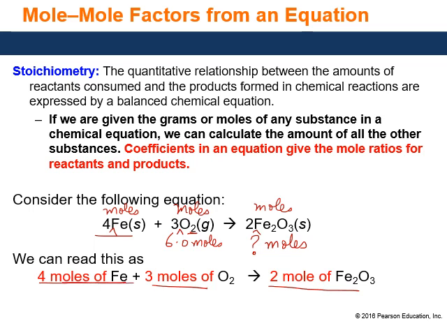So if you want to relate iron to oxygen, you can do that. Iron to iron oxide, we can do that. Oxygen to iron oxide, we can do that. Okay? So if my question was, I have 6 moles of oxygen, I'll put my starting is 6 moles of O2.